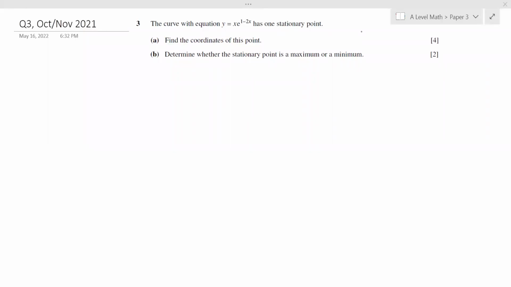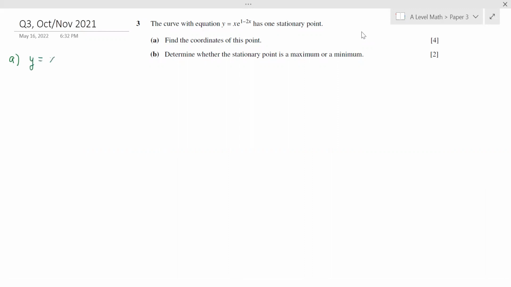The curve with equation y equals x e to the 1 minus 2x has one stationary point. Find the coordinates of this point. Stationary points occur when the derivative dy dx is 0. So we start by finding dy dx.